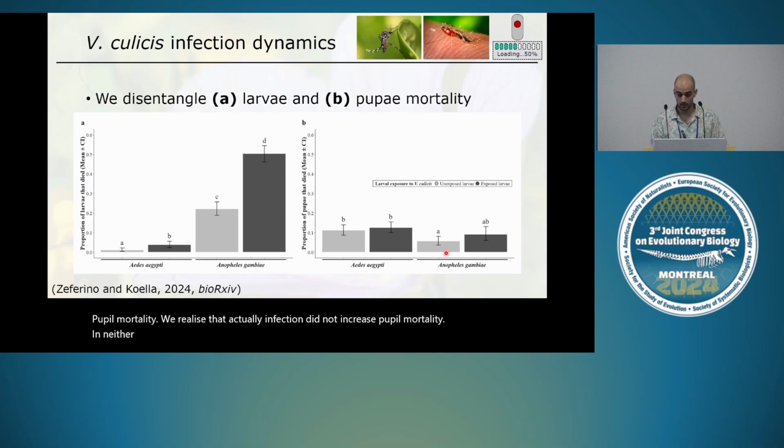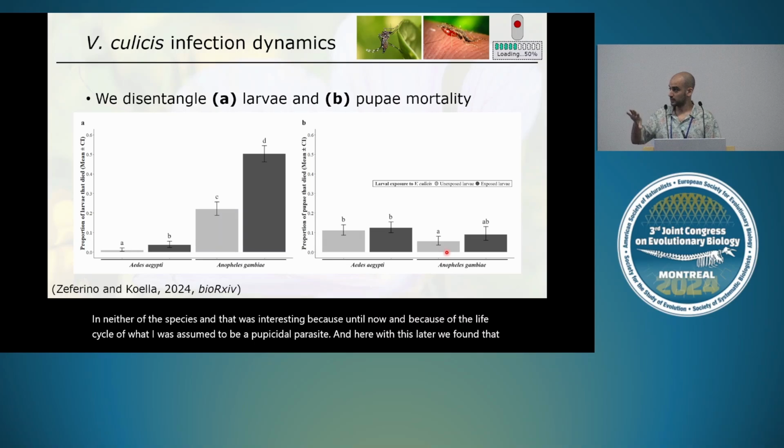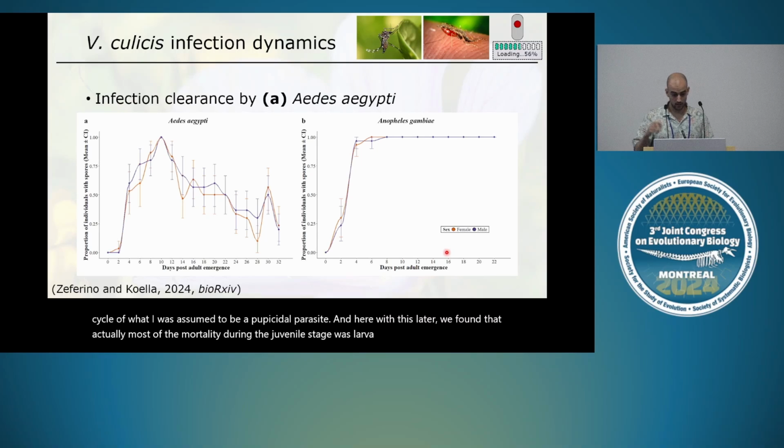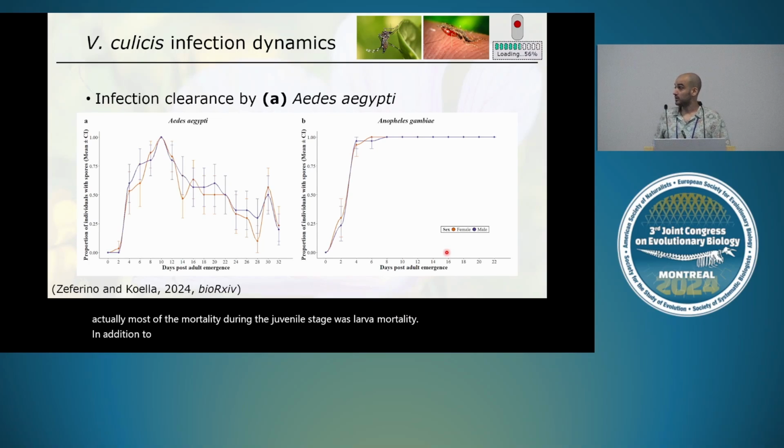And that was interesting because until now, and because of the life cycle of Vavraia, Vavraia was assumed to be a pupicidal parasite. And here with this data, we found that most of the mortality during the juvenile stage was larval mortality. In addition to that, we also found that Aedes aegypti, so here on the left, was able to clear the infection as adult.